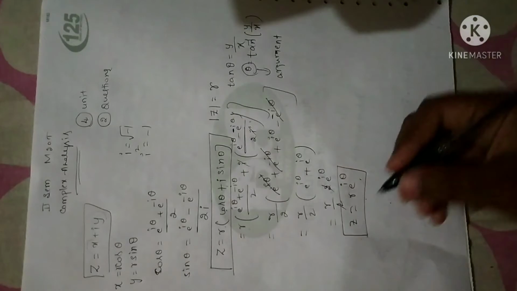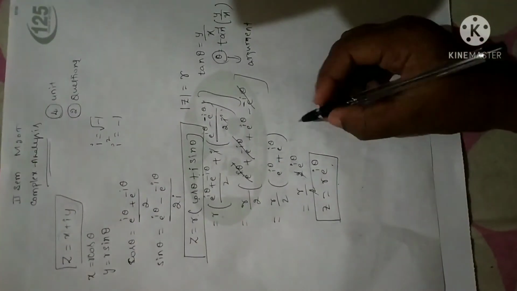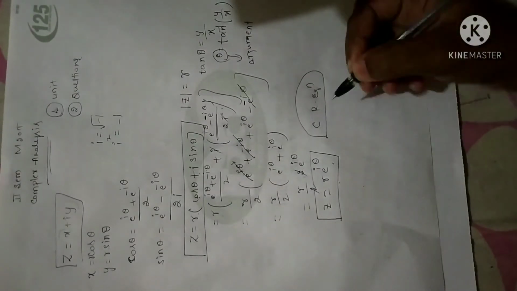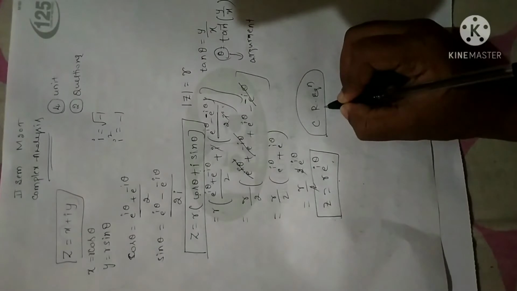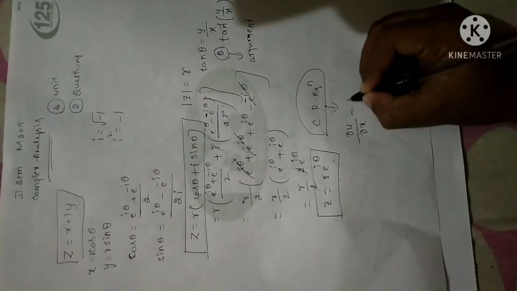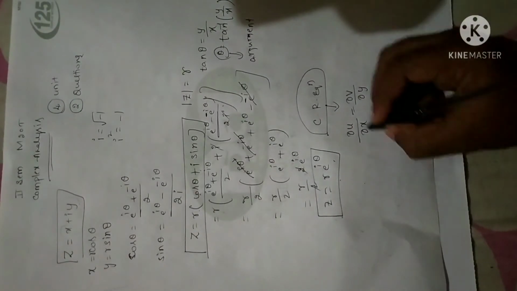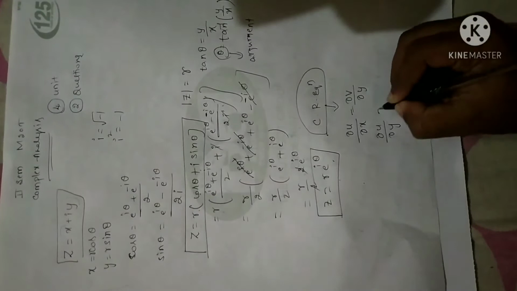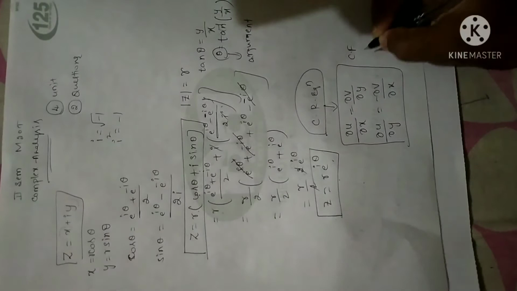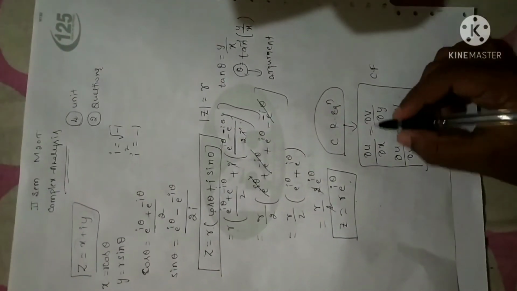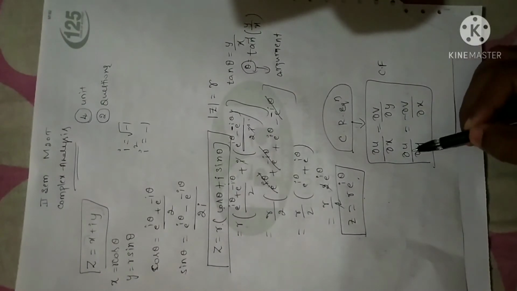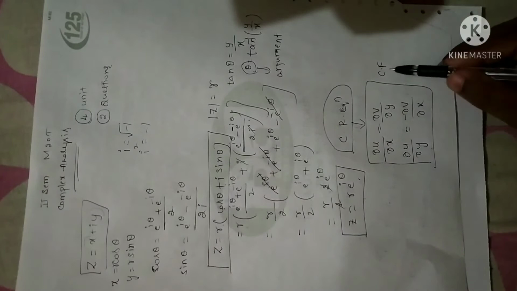Now in the degree level, with reference to complex numbers, what you have studied is the Cauchy-Riemann equation. We will study the same in 4th sem as well. For a complex number, the Cauchy-Riemann equations in Cartesian form are dou u by dou x is equal to dou v by dou y, and dou u by dou y is equal to minus dou v by dou x. If you want, you can go through the notes or textbook of your UG classes.